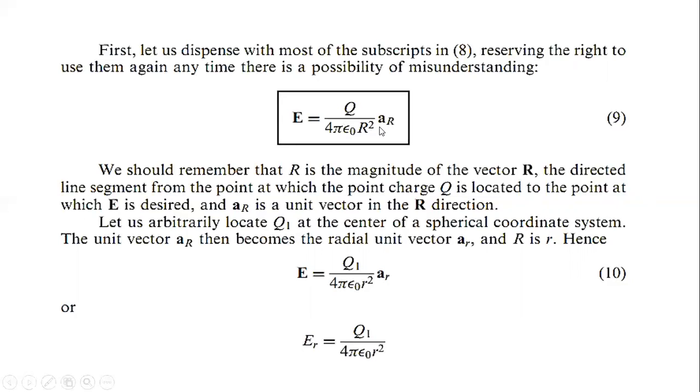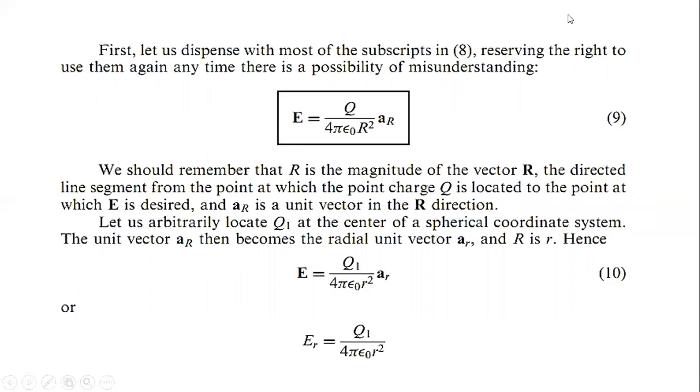We should remember that R is the magnitude of the vector R, the directed line segment from the point at which the point charge Q is located to the point at which the electric field intensity is desired, and AR is a unit vector in the R direction.